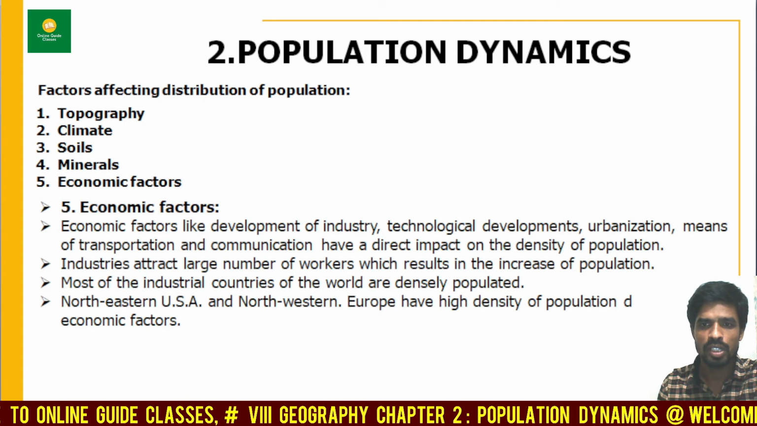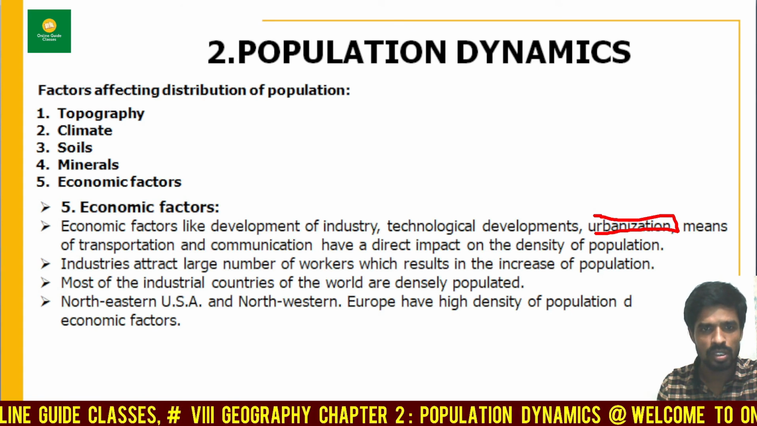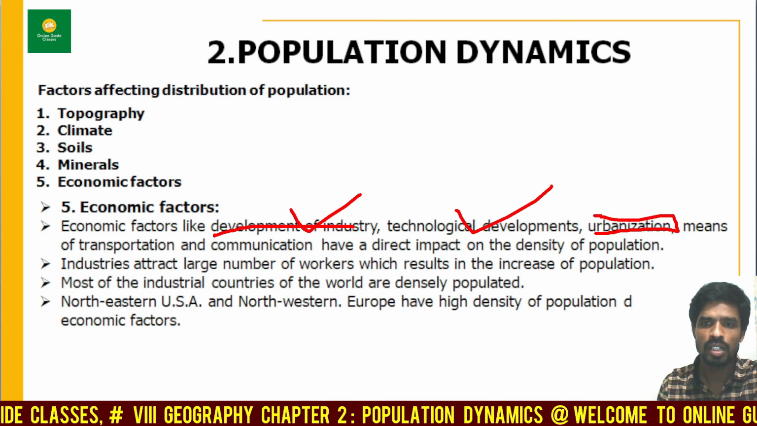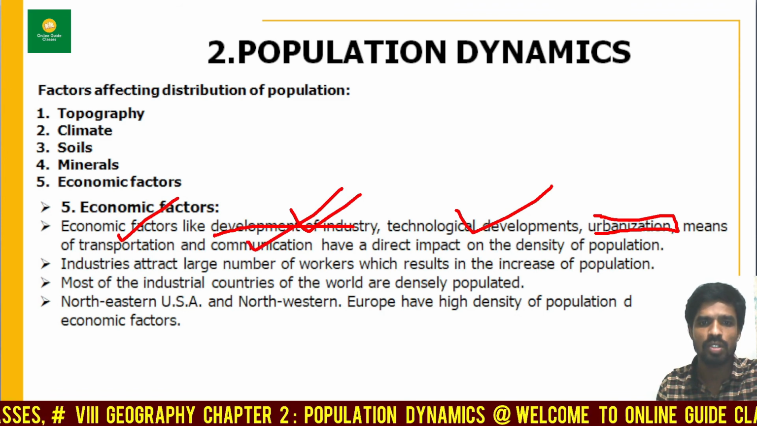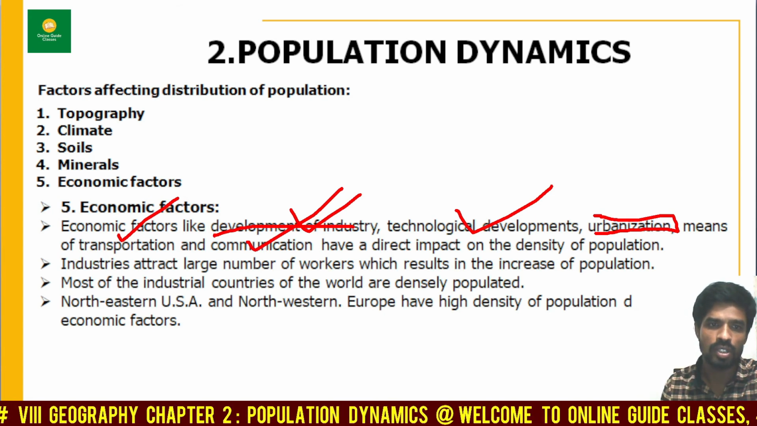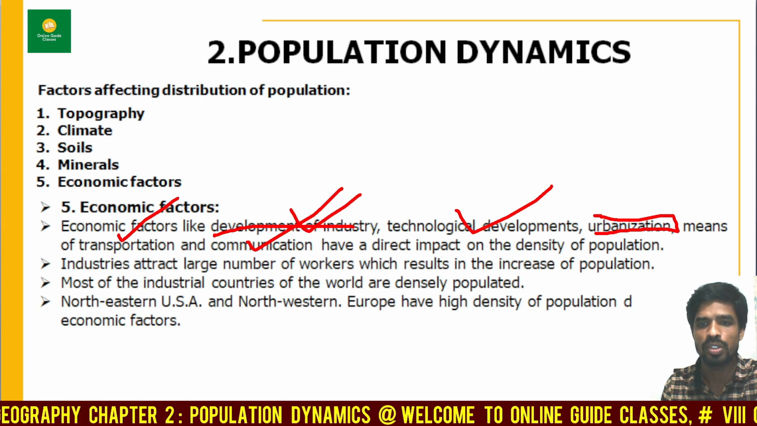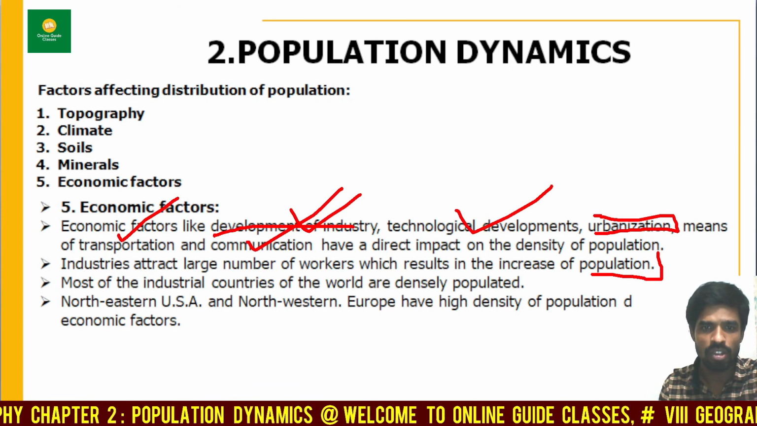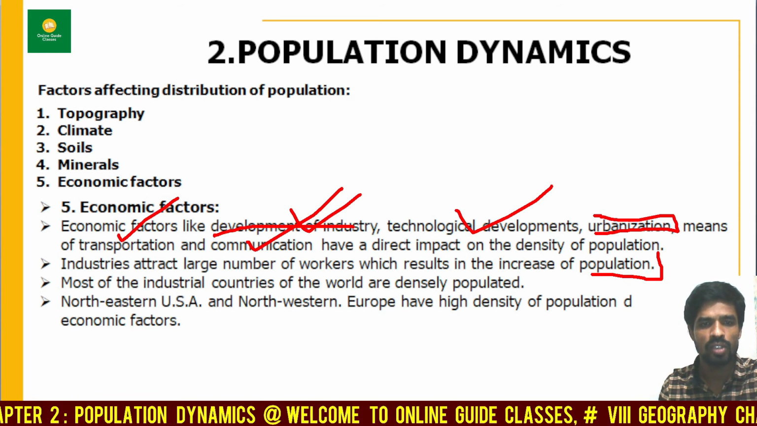Most of the cities are thickly populated. Why? Because in the cities you will find the development of industries and technological developments, and means of transportation are easily available, and at the same time communication is also very easily available. Due to these reasons, most of these cities have a high density of population. Industries attract a large number of workers, which results in an increase of population. In urbanization you will find all the development, so people migrate, and workers come and settle and work in that particular area.